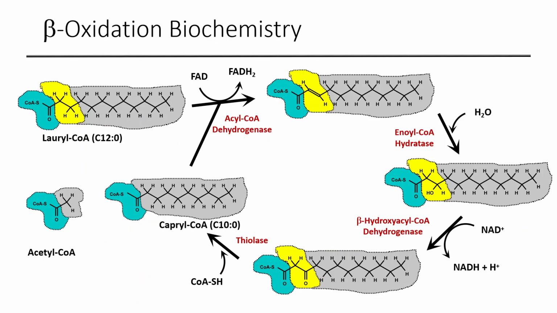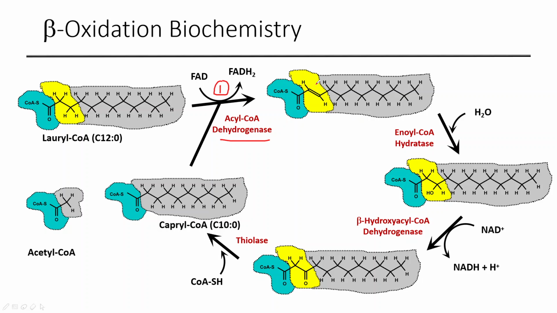If we begin with lauryl-CoA, which is a 12-carbon saturated fatty acid inside the mitochondrial matrix, this particular molecule will react with FAD in the enzyme acyl-CoA dehydrogenase. This enzyme is, as a dehydrogenase, going to do redox chemistry. And for this first step, we're going to reduce FAD to form FADH2, where this molecule picks up 2 electrons and 2 protons from our lauryl-CoA substrate that gets oxidized to form this enol-CoA intermediate.